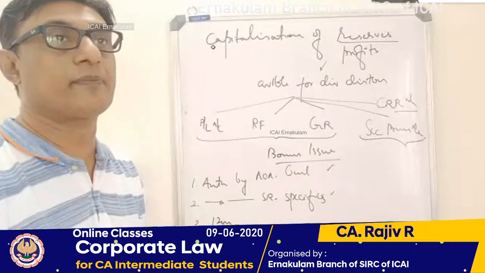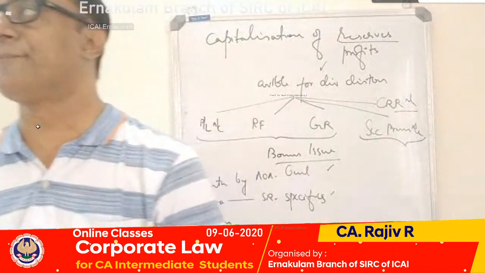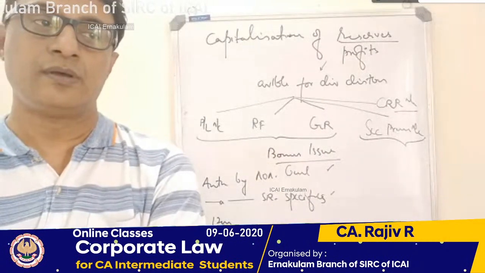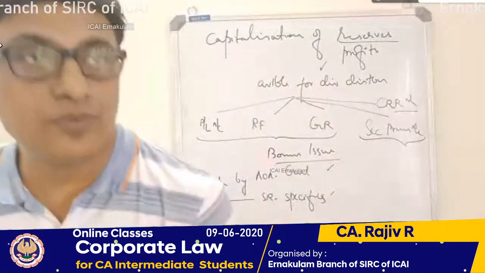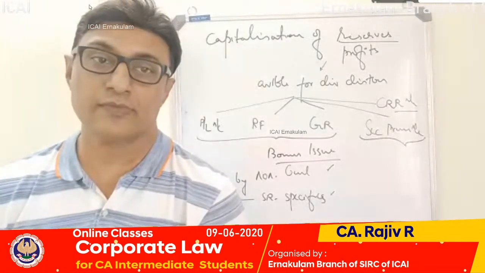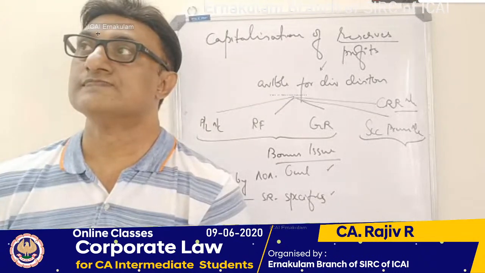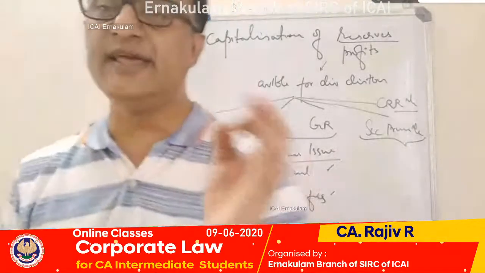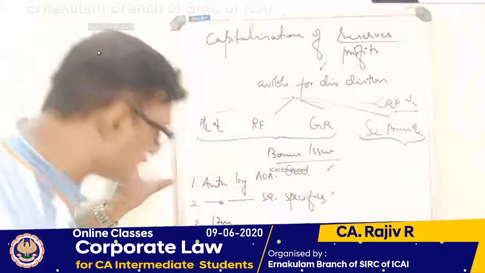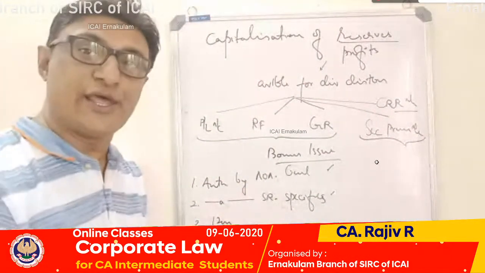Condition number 4. Again, self-explanatory, you have seen this before. Number 4: a listed company making a bonus issue shall comply with the SEBI ICDR regulations also. You know how to write that: SEBI, and within brackets ICDR. It shall comply with the SEBI ICDR regulations, 2009.